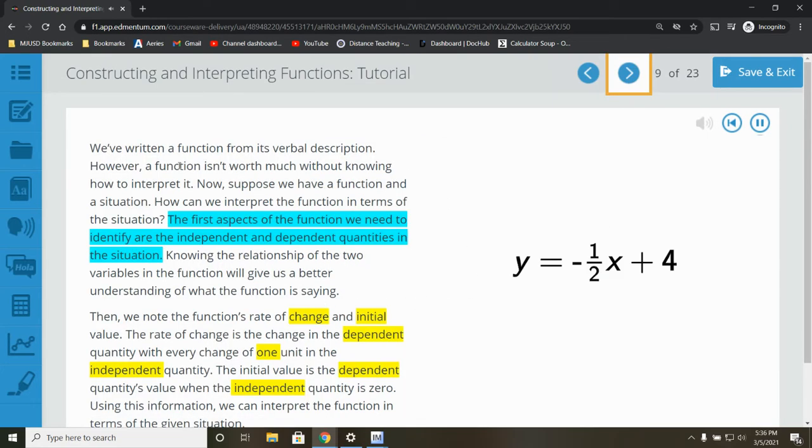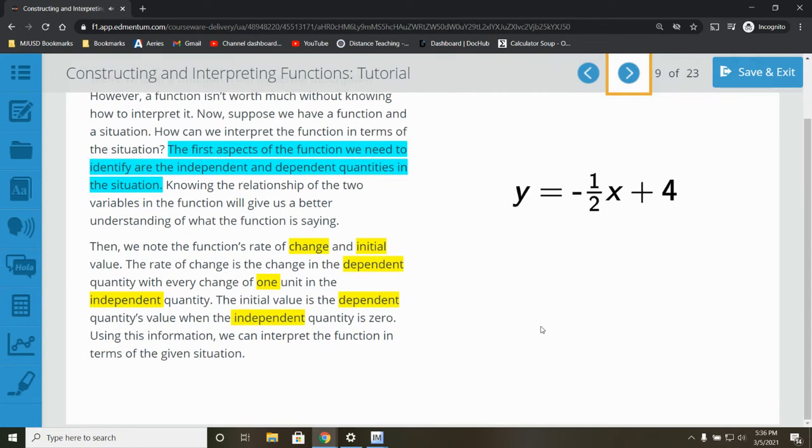However, a function isn't worth much without knowing how to interpret it. Now, suppose we have a function and a situation. How can we interpret the function in terms of the situation? The first aspects of the function we need to identify are the independent and dependent quantities in the situation. Knowing the relationship of the two variables in the function will give us a better understanding of what the function is saying. Then, we note the function's rate of change and initial value.